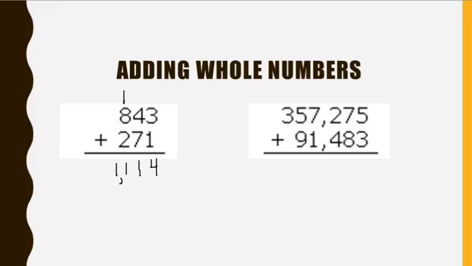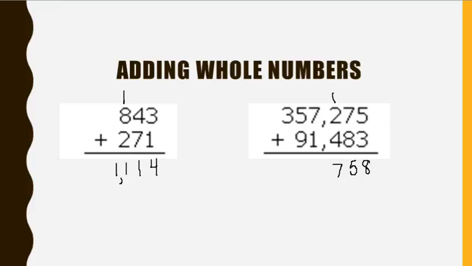Okay? And same thing. It's the same process no matter how big the numbers get. So you just have to take one place value at a time. 5 plus 3, 7 plus 8, 15. Well, I can't put that 1 there. I'm going to put it next door. 1 plus 2 plus 4.